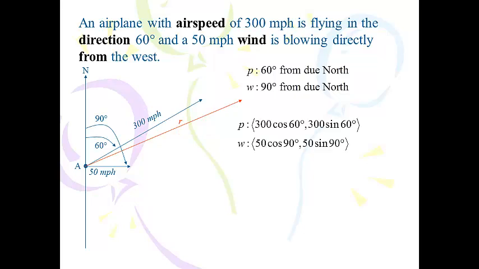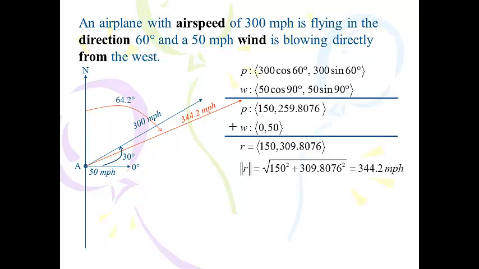So we need the horizontal and vertical component of the plane and the wind. So we take the speed times the cosine of the angle and the speed times the sine of the angle to get the horizontal and the vertical component of the plane. And we do the same thing for the wind. So you pull out your calculator, you take 300 times cosine 60 and 300 times sine 60, and you get 150, 259.8. That is the horizontal and the vertical component for the vector that represents the plane.